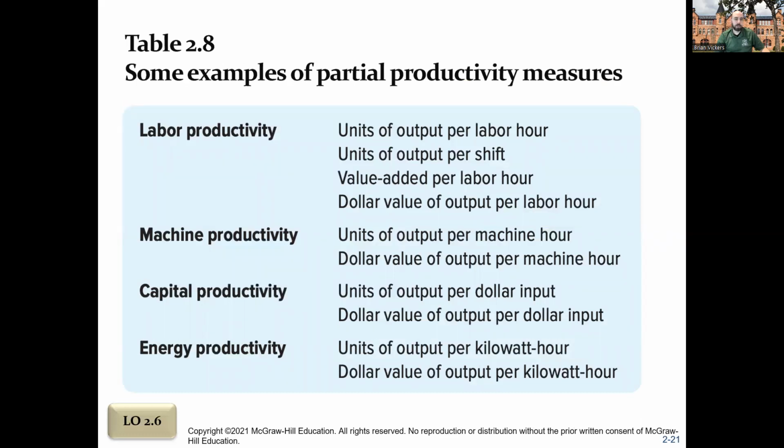Examples of partial productivity measures. You could measure labor productivity: how many units of output per labor hour, or how many units of output for every shift. That could be an 8-hour shift or however many hours the shift is, as long as it's the standard time of each shift. Machine productivity: how many units per machine hour. Capital: how many units per dollar input. Energy productivity: how many units of output per kilowatt hour. So those are different things you can measure productivity in.